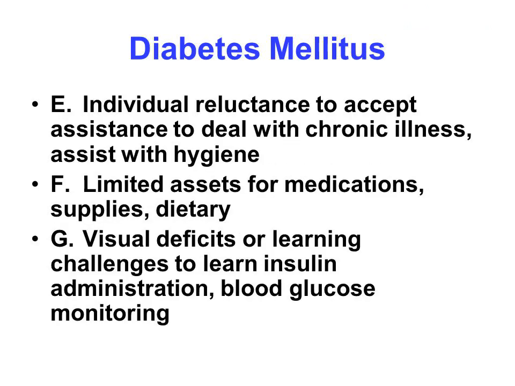Diabetes mellitus. E. Individual reluctance to accept assistance to deal with chronic illness, assist with hygiene. F. Limited assets for medications, supplies, dietary. G. Visual deficits or learning challenges to learn insulin administration, blood glucose monitoring.